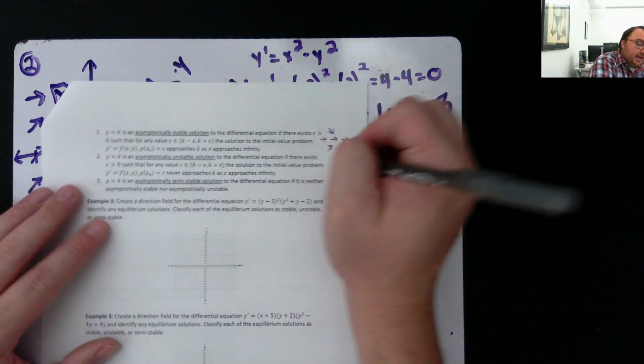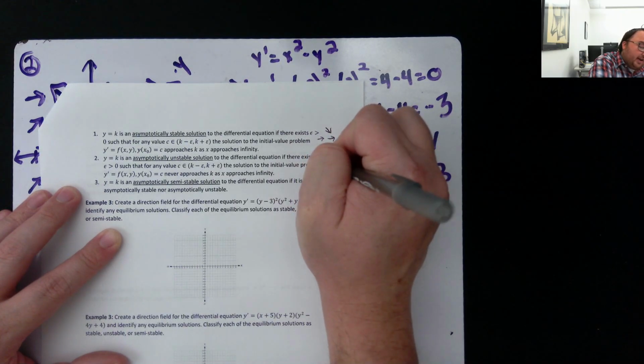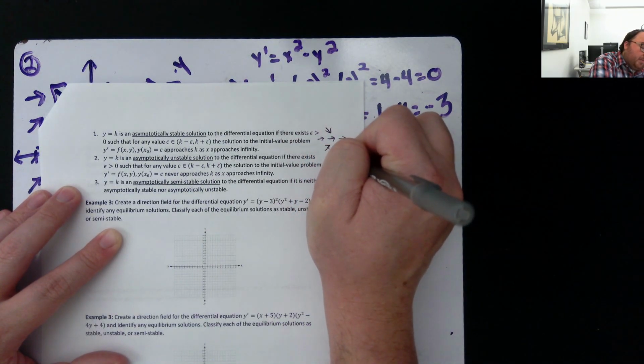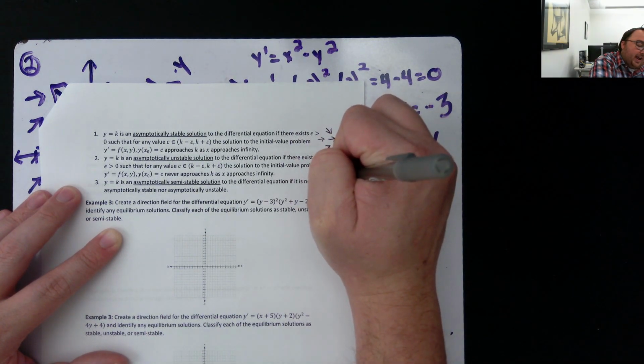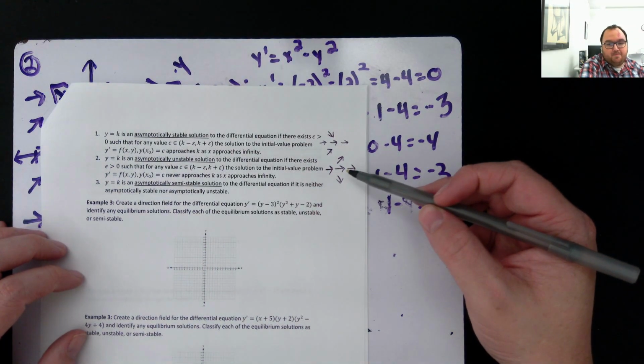So what this means, again, if it's a constant, my lines are going to be just straight, flat lines. Unstable means above it, I'm pointing up. Below it, I'm pointing down. I'm not pointing towards it, is what I mean.